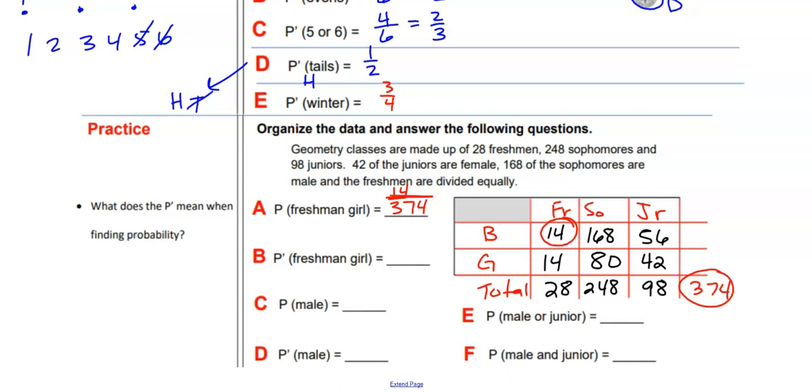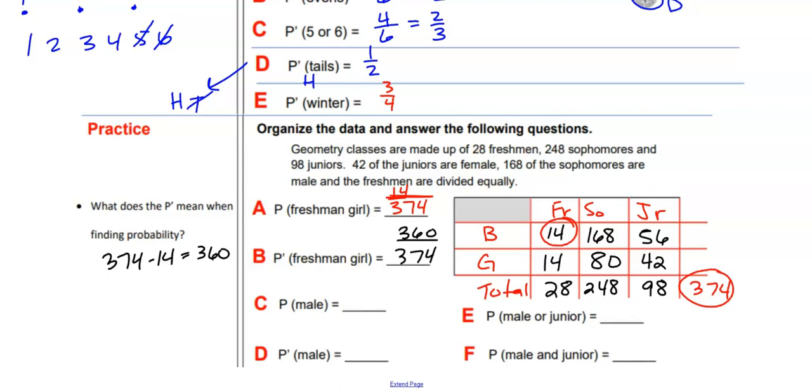So letter B, probability of not a freshman girl. Not a freshman girl. So we would basically want to do 374 minus 14. It'd be the opposite of what we just answered for letter A. So if 14 of them are freshman girls, then there are 360 out of 374 that are not. So maybe I'll show the math over here. 374 minus 14 is 360.